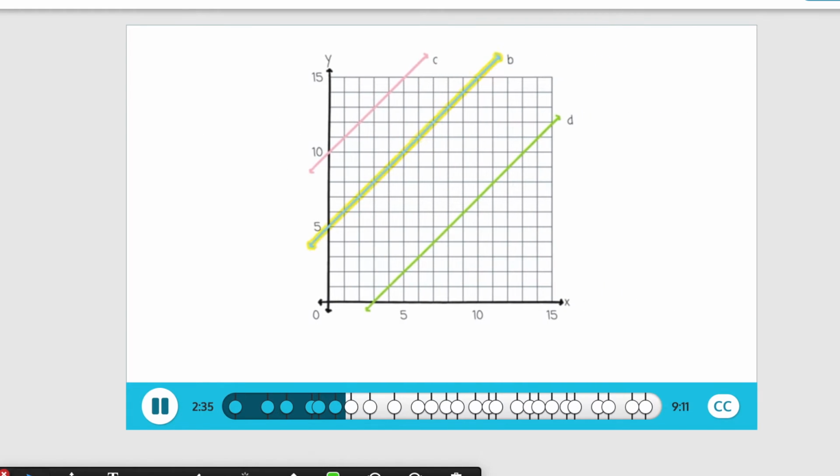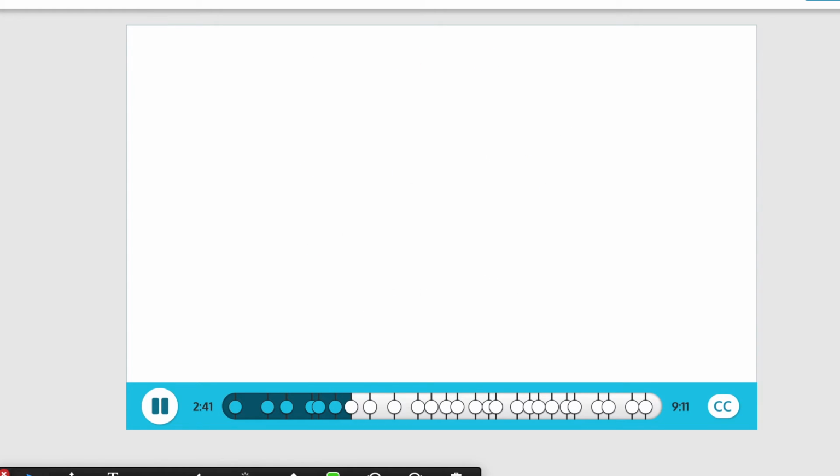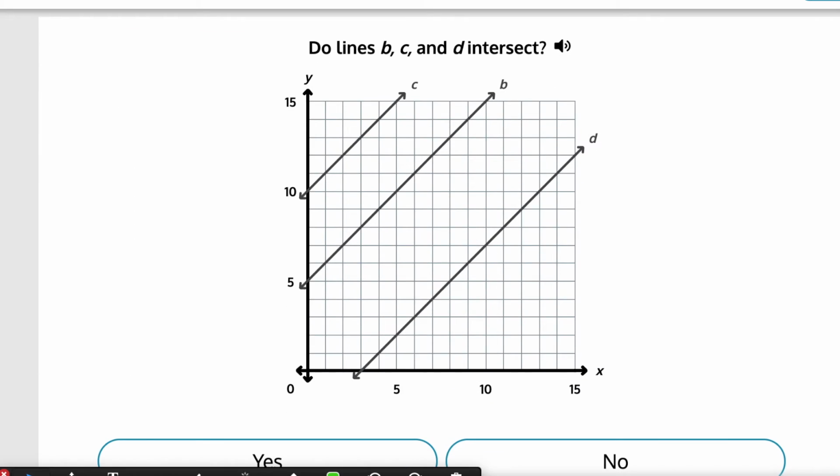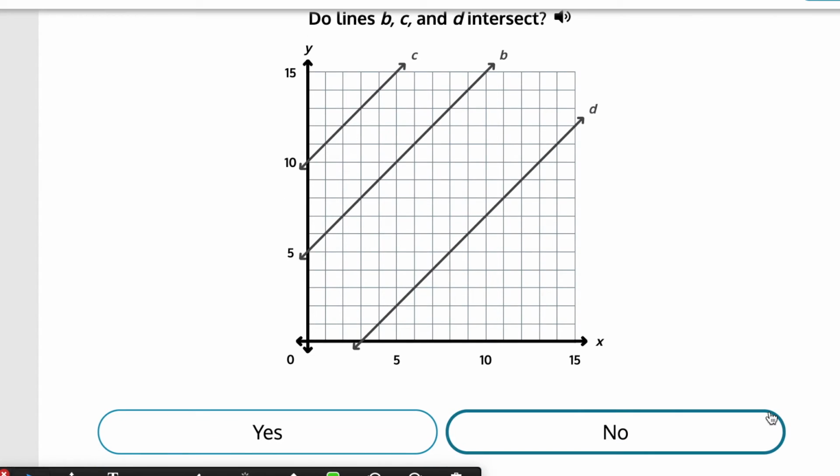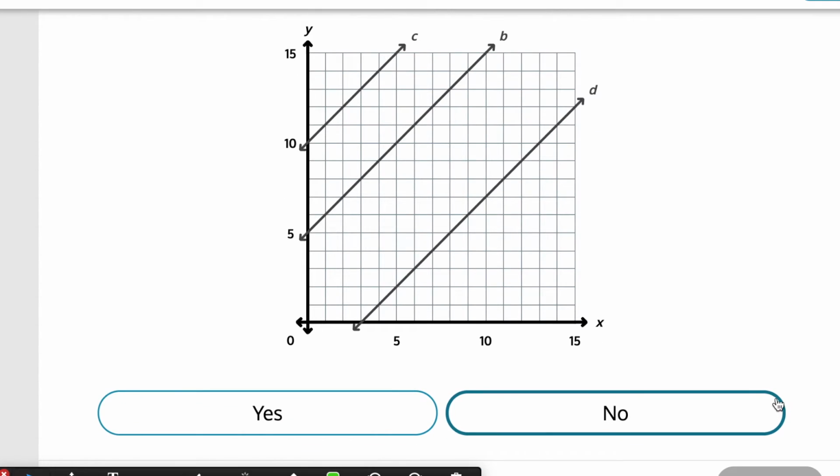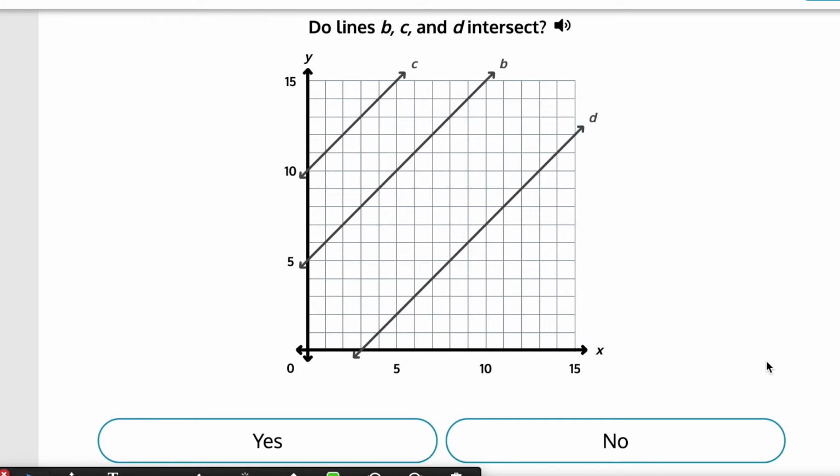Let's look at lines B, C, and D. Do these lines intersect? So what do you guys think? Do these lines intersect? Yes or no? Go ahead and type into the chat on Zoom or let your teacher call on you.